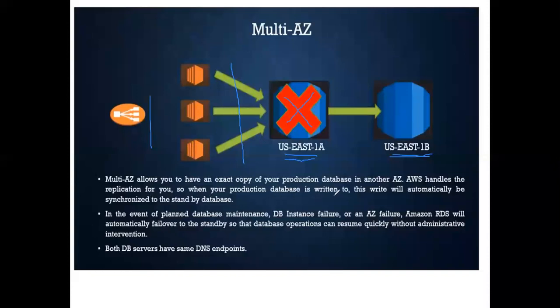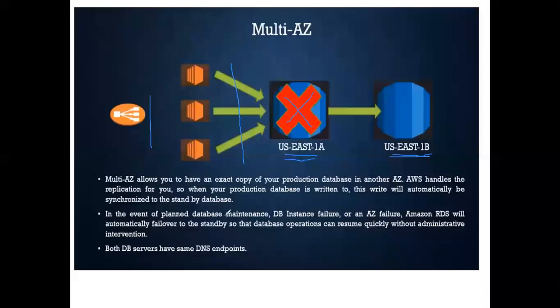When the production database is written, that means if any transaction is completed in the production database, it will also be written automatically to the synchronized database, which is also called a standby database. So at any point of time, these two databases will be in sync with each other. If this instance has 100 tables and each table has 1000 records, here also you'll find 100 tables and each table has 1000 records. If any new transaction happens, the synchronized database will also get updated automatically.